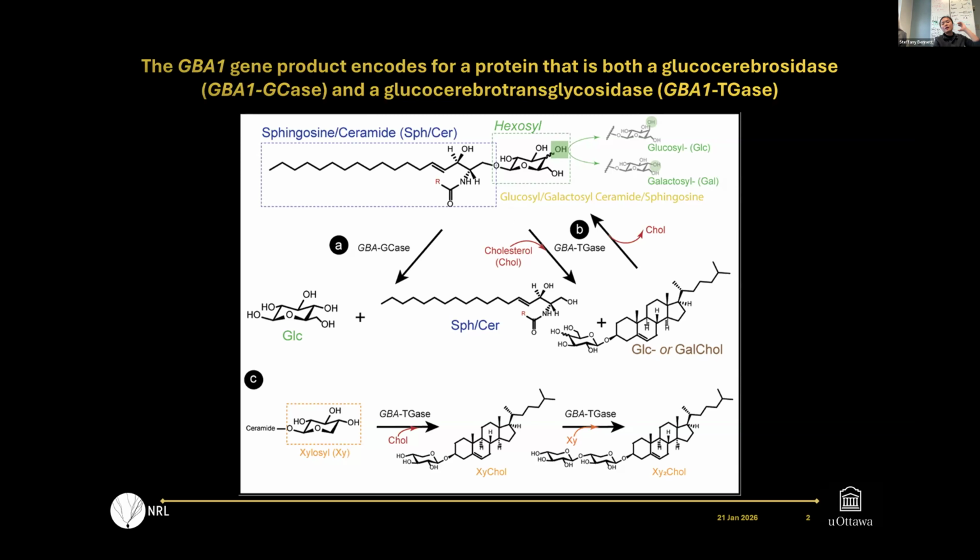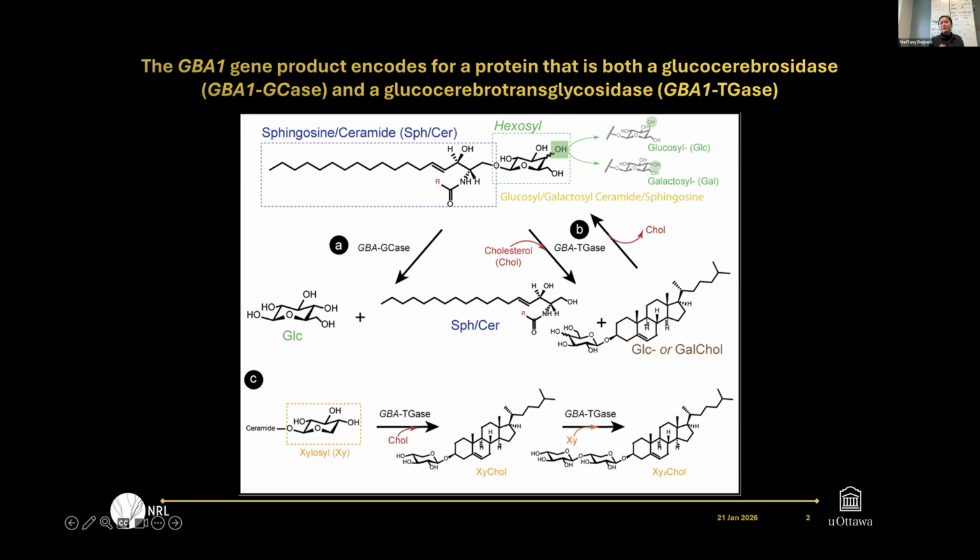The secondary function of this enzyme is as a transferase, where it can transfer the glucose moiety from a glucosylceramide and put it on a cholesterol to generate glucosylcholesterol. What is interesting is that, to a much lesser extent, but it does exist, this enzyme can also transfer galactose from galactosylceramide to form galactosylcholesterol. And interestingly, in pathogenic conditions, the reverse reaction also happens, regenerating glucosylceramide.